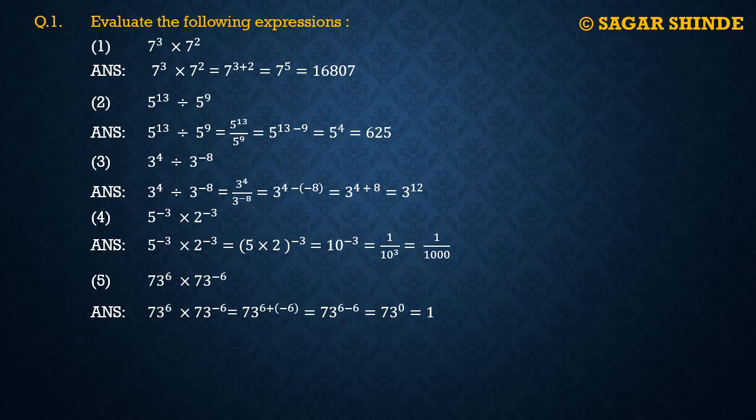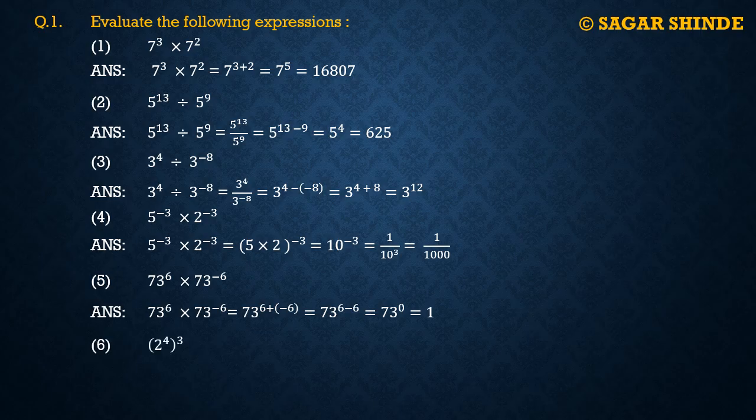So next step, we can write 73 raised to 6 plus into minus will give us minus 6. So 73 raised to 6 minus 6 is nothing but 73 raised to 0, and we know that any real number except 0 raised to 0 is always equal to 1. So 73 raised to 0 is equal to 1. So this is the answer of the fifth question. Now let us discuss the next one.